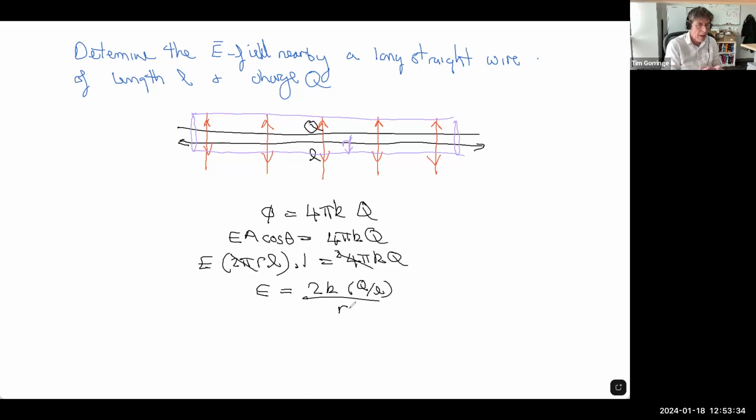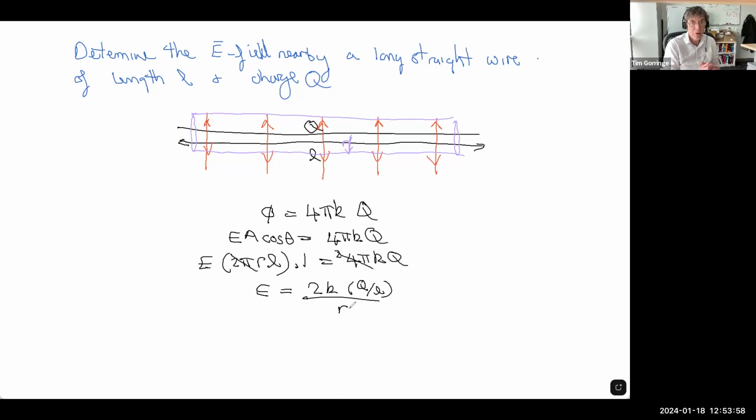It says that as you walk further from the wire, the field goes down, and it goes down in inverse proportion to your distance. So if you walk twice as far away, the field will get 1/2 the strength. If you walk 3 times as far away, the field will decrease to 1/3 of the original field.